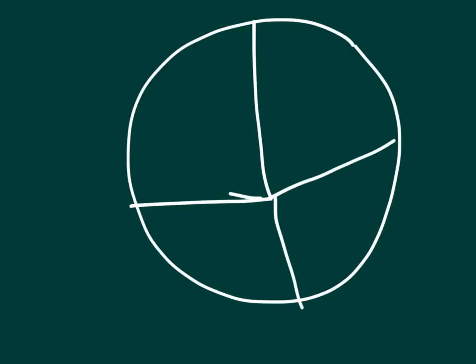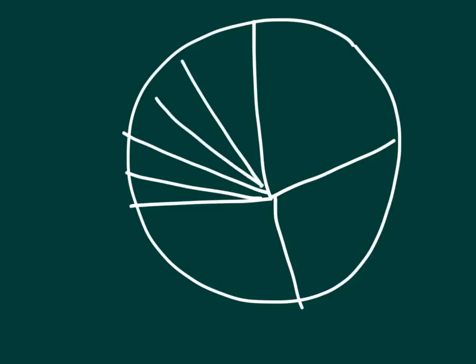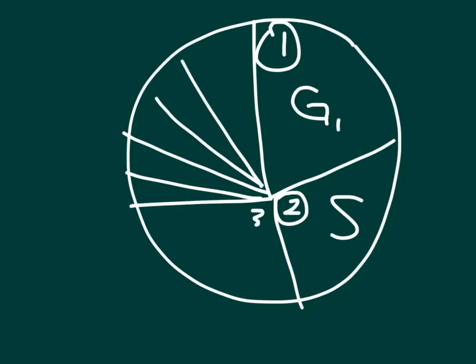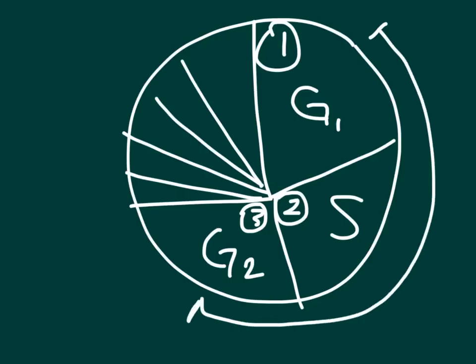Today for your bell work, if for your bell question you drew something that looked like this, and then you went ahead and divided it like so, and then said 1, 2, 3, sort of kind of what you drew? Yeah. And what did you put right here? You can't see where I'm pointing. What did you put in this one? G1. And in this one? S. And here? G2. All these things added up we called interphase.